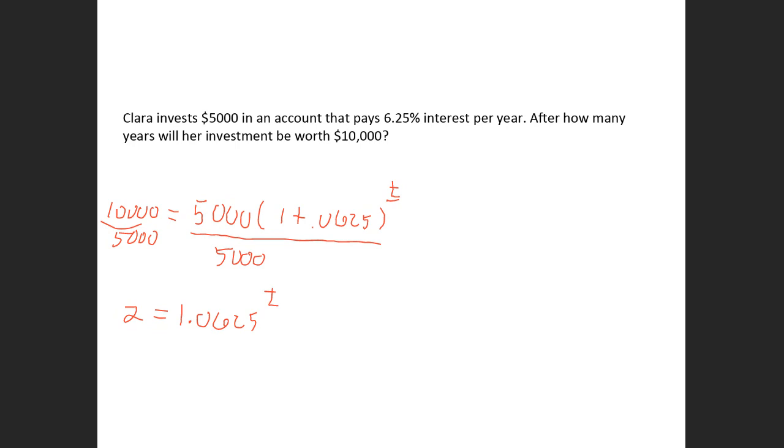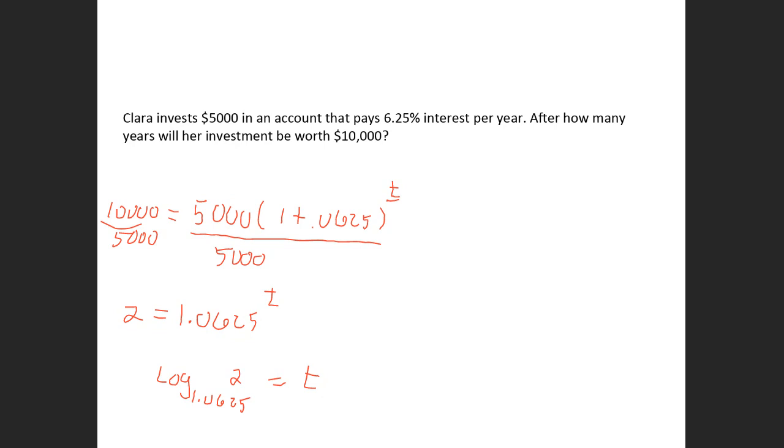So I'm going to rewrite this as the log base 1.0625 of 2 is equal to t. Now my calculator does not have that, so I'm going to have to write this down. I'm going to go to Desmos, because Desmos has a great calculator. All right, so I'm going to go log base 1.0625 of 2. Okay, and that's going to be my t.